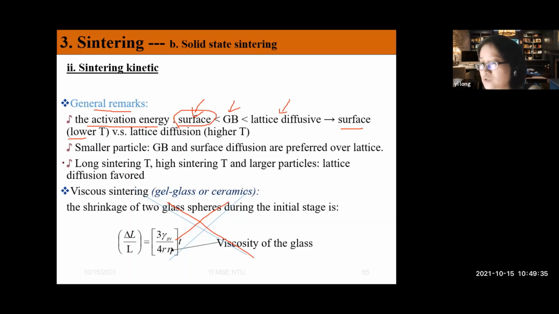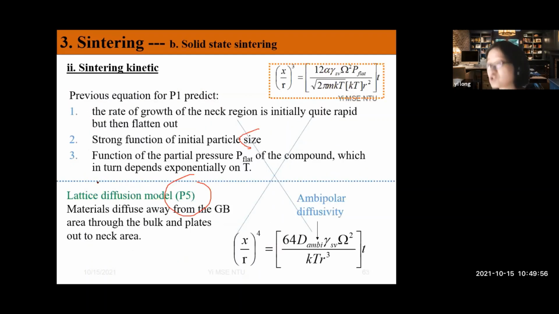Okay, and also this is some general remarks. So for smaller particles, grain boundary and surface diffusion are preferred over lattice. On longer sintering time, high sintering temperature, and larger particles, lattice diffusion is going to be favored. So these are some general remarks according to all these calculations.